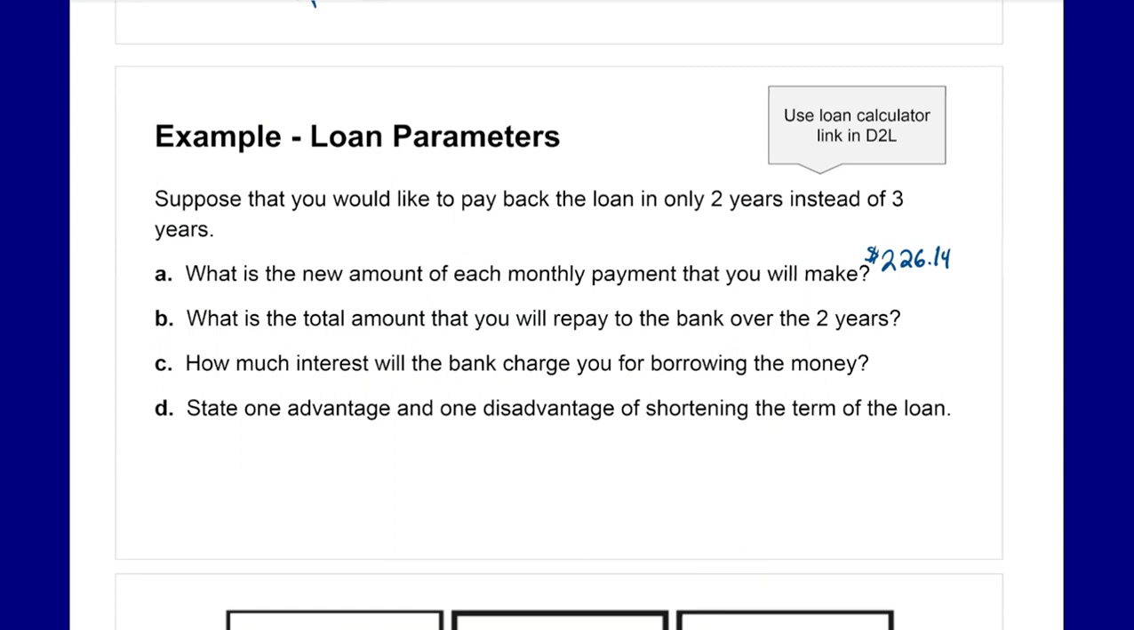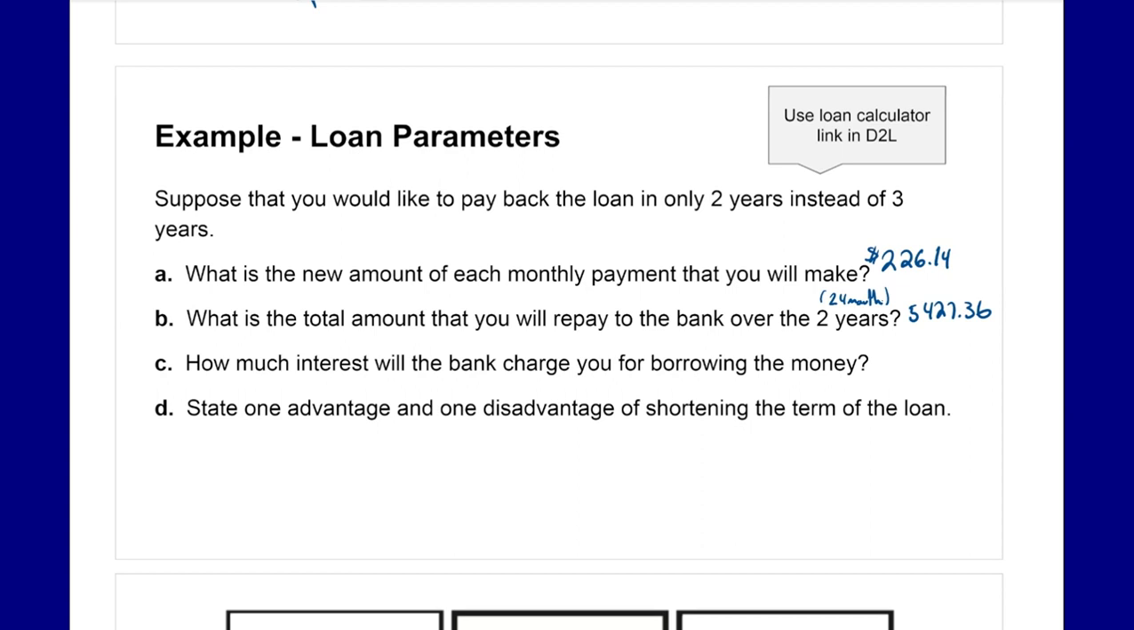Now, how much would we have to pay back over the 2 years? 2 years is now 24 months. So 226.14 times 24, we would be paying back $5,427.36. So thinking about it, that's not too bad.